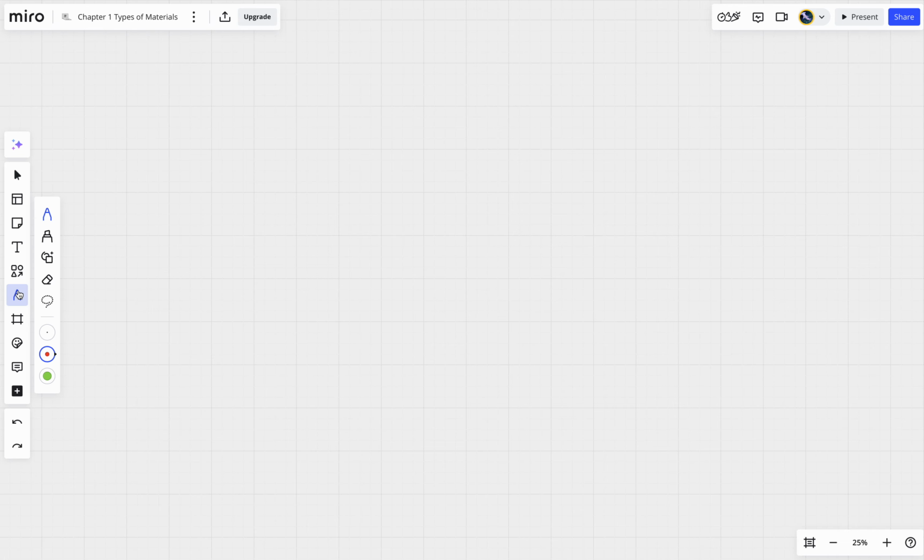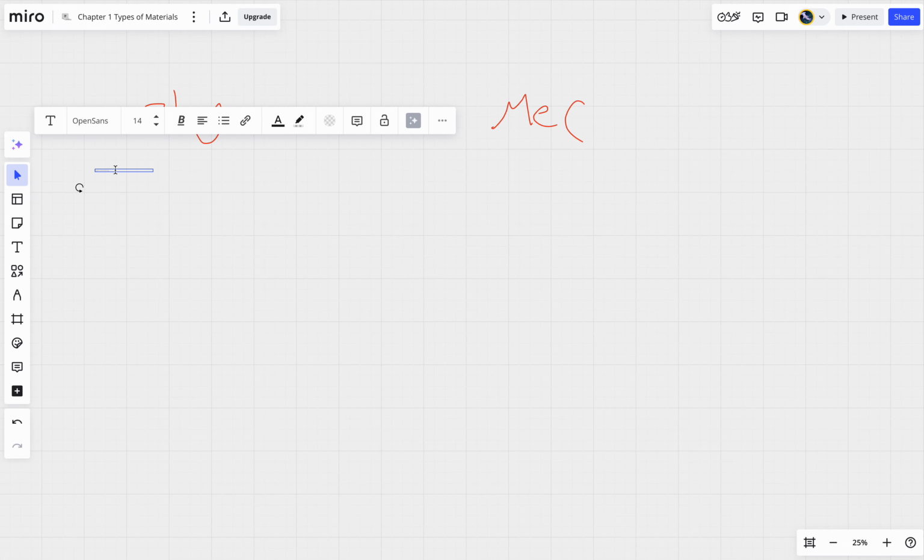Today we're going over Cambridge IGCSE Design and Technology 3.1, types of materials. So there are basically just two sections that you have to be aware of, which are physical properties and mechanical properties.